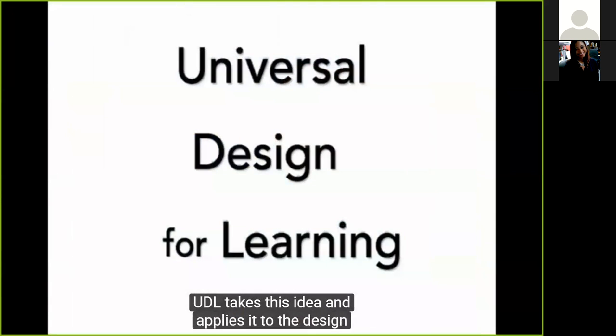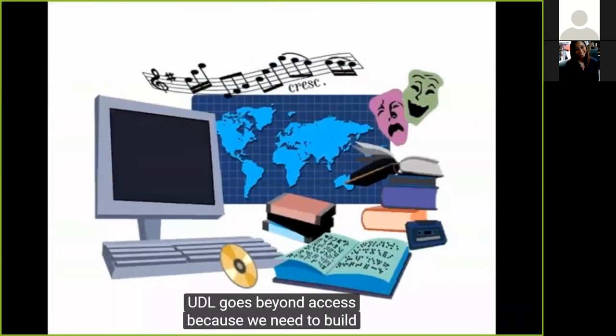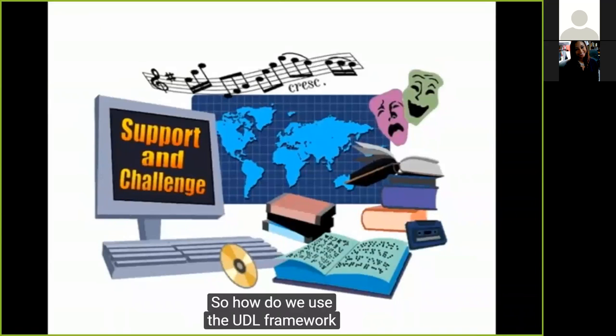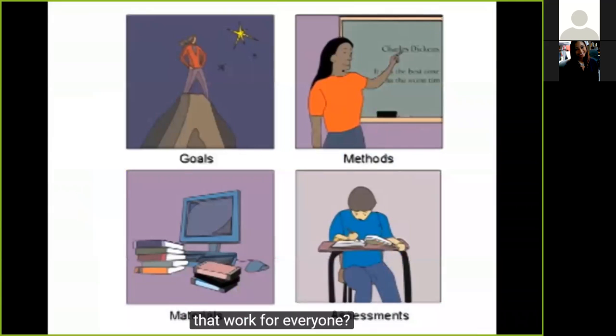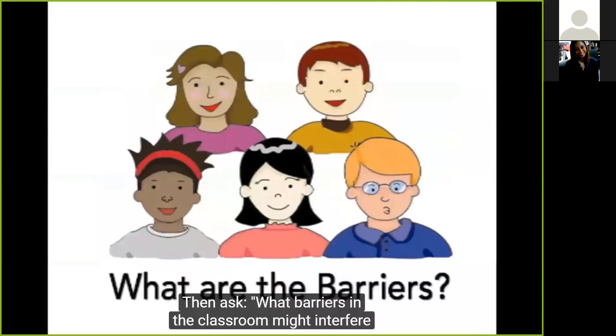UDL takes this idea and applies it to the design of flexible curriculum. UDL goes beyond access because we need to build in support and challenge. So how do we use the UDL framework to make learning goals, methods, materials, and assessments that work for everyone? First, ask yourself, what is my goal? What do I want my students to know, do, and care about? Then ask, what barriers in the classroom might interfere with each of my diverse students' goals?